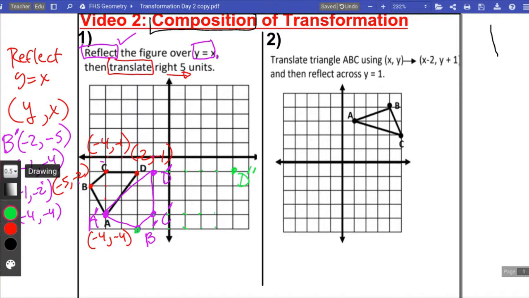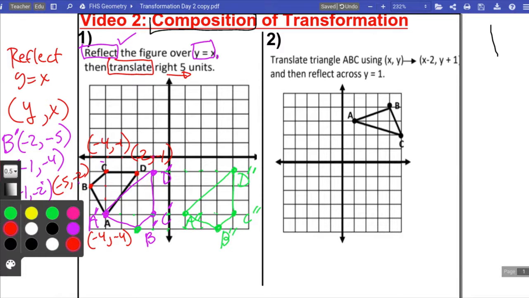So let's go with C. C needs to move 5 times to the right: 1, 2, 3, 4, 5. Right here, C double prime. B prime 5 times: 1, 2, 3, 4, 5. B double prime. A, move it 5 times to the right: 1, 2, 3, 4, 5. That is A double prime. Then connect your picture. We are done with number 1. Moving on to number 2.